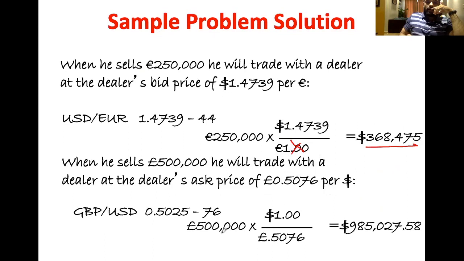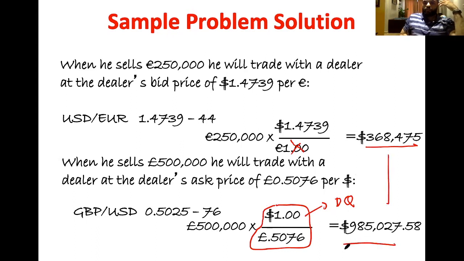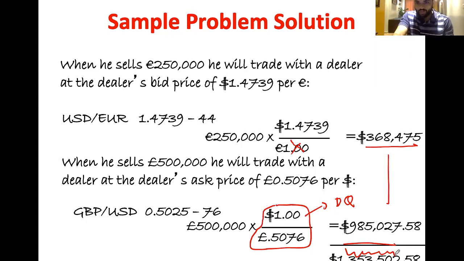All right? And you take the reciprocal. If you do that, you will get the direct quotation. That information will give you the direct quotation. The 500,000 multiplied by the direct quotation is 985028. So you got these two numbers, and the total is 1353502.58. So that's the idea of converting your currencies. You don't have this slide, so make sure you take a picture of it. It's very important.